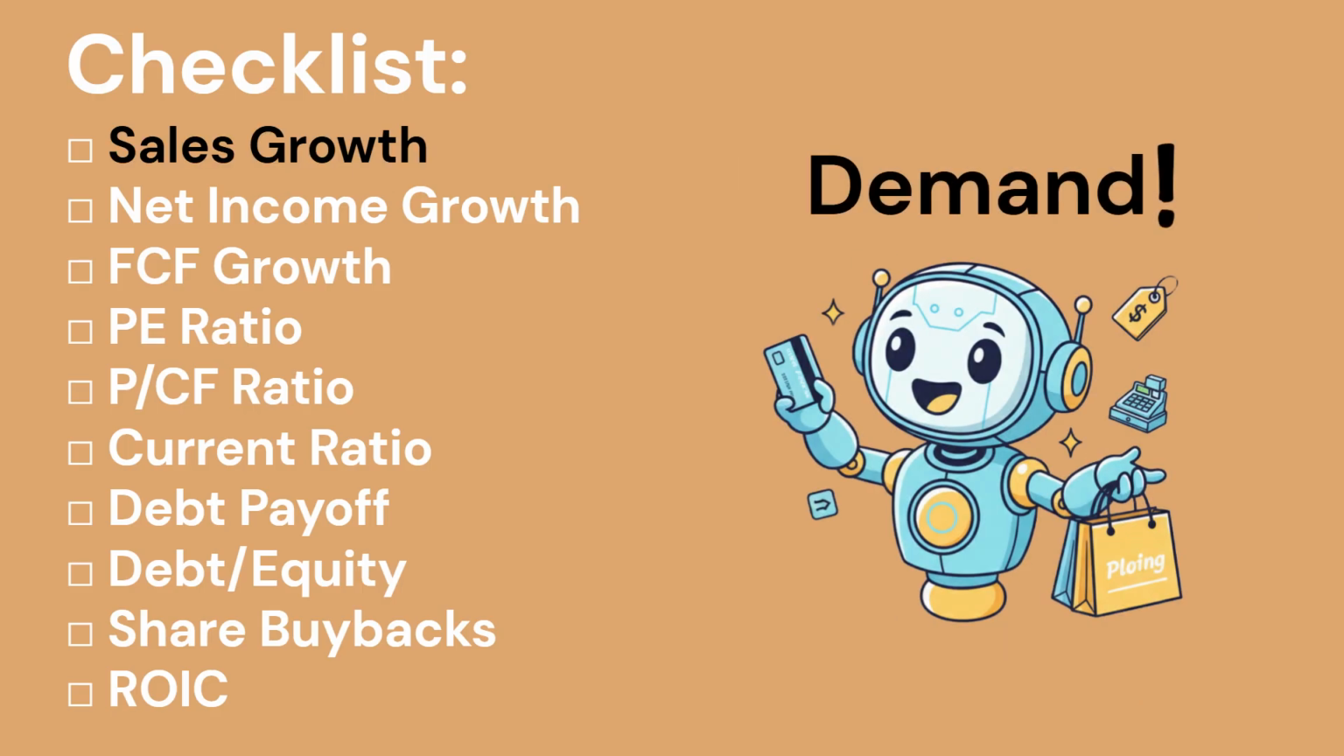Consistent sales growth is a sign that a company is successfully attracting customers and growing its market share. It confirms that there is a demand for the company's products or services. A company with stagnant or declining sales might be facing stiff competition, a shrinking market, or issues with its product.